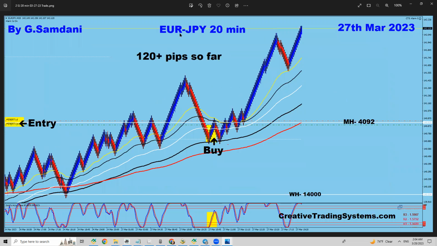The second one is euro yen. Again, same buy here, SL moved to break even. You see that? Yellow is above the black, which indicates all the way down. Exactly the same setup.